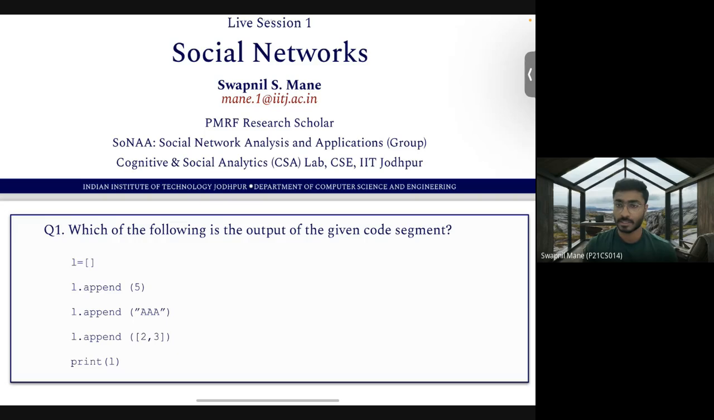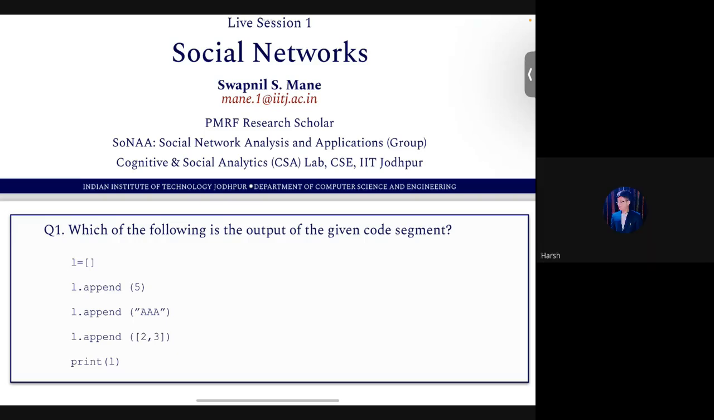Harsh, go ahead. Yes, sir. Initially the list is empty. First of all, five will be appended into the list, and then the string with triple A will be appended, and then the list 2, 3 will be appended as a sublist into the list L. Yeah, that's right.